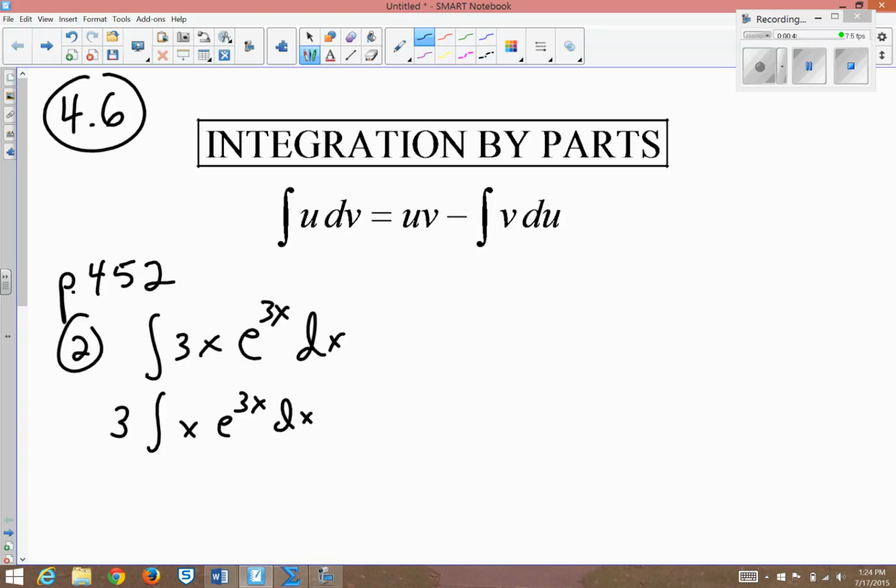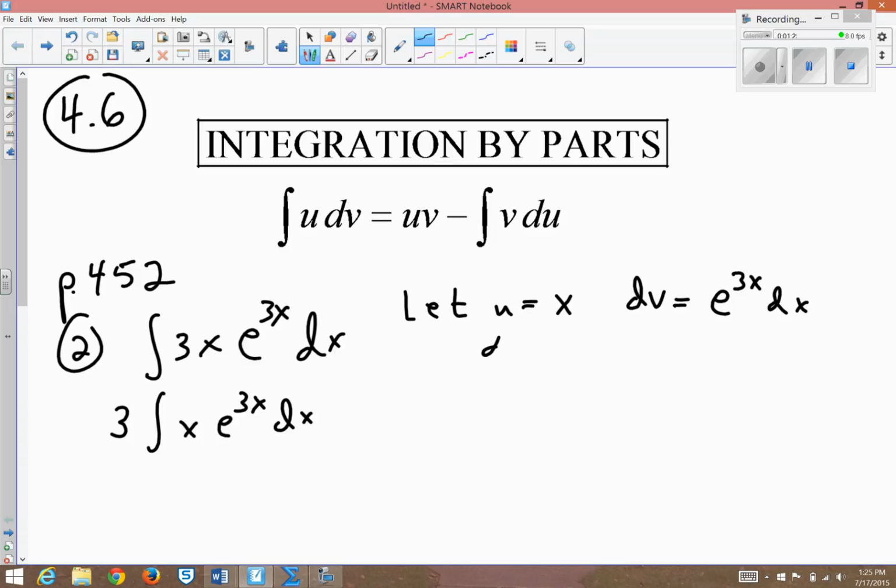Integration by parts works like this. We let u equal one part of this and dv equal the rest. We'll discuss in class how to decide which part to let u equal and which part to let dv equal. So one of the parts that's here will be called u, and the rest of what's here will be called dv.